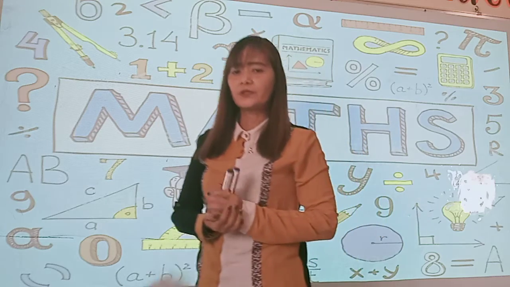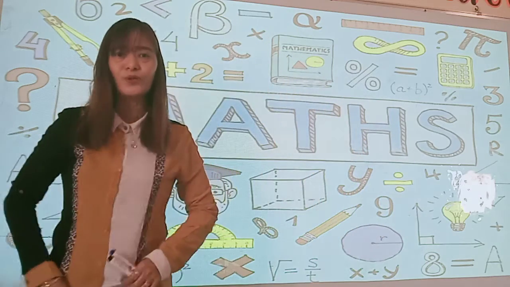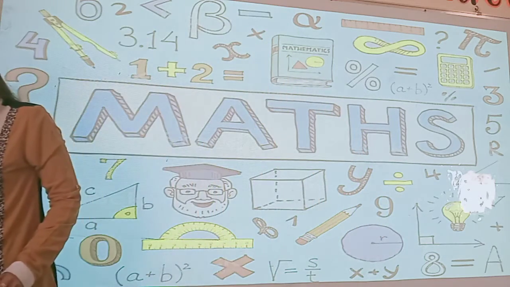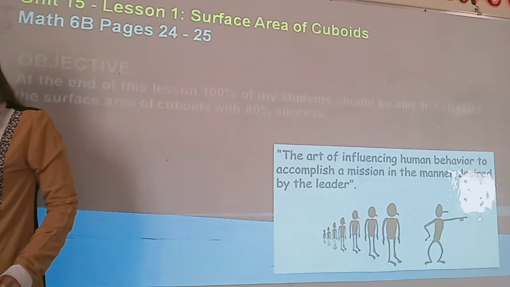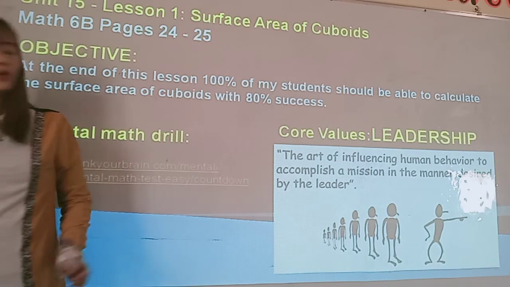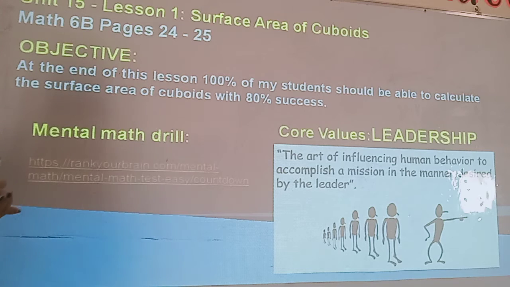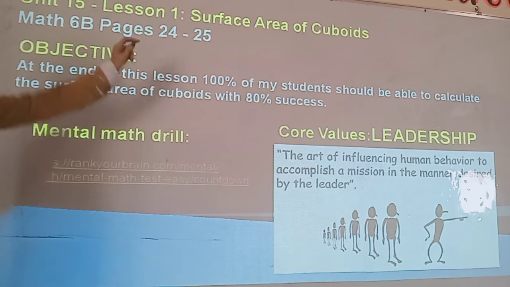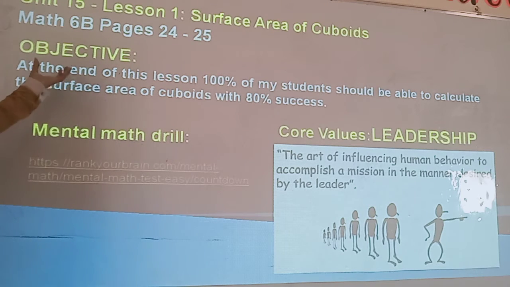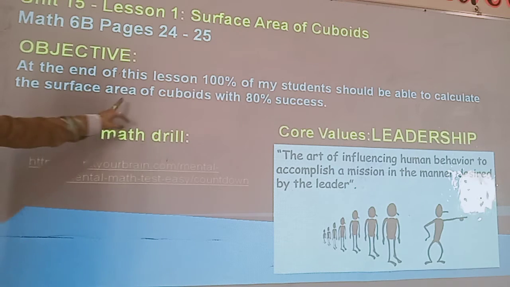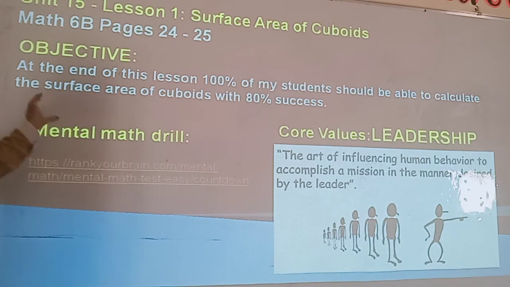Class, I want you to bring out your Mathematics 6B book, your notebook, and your pencil. We are on Unit 15, Lesson 1, Surface Area of Cuboids. Okay, this is page 24 to 25. Class, our main objective for today is we are going to calculate the surface area of a cuboid. Again, class, this is our objective for today's lesson.